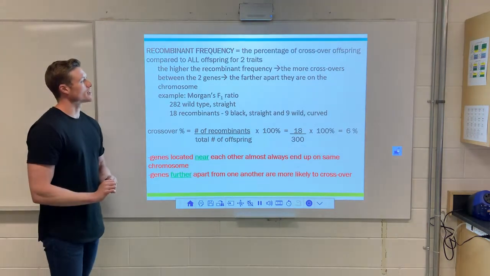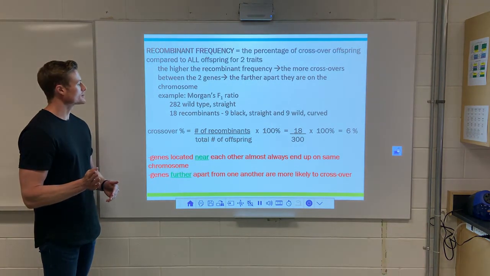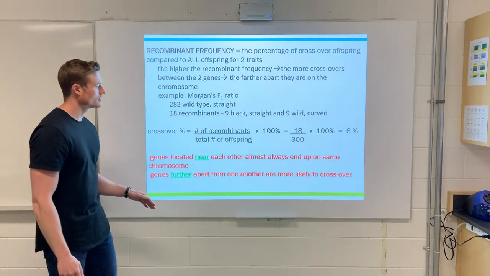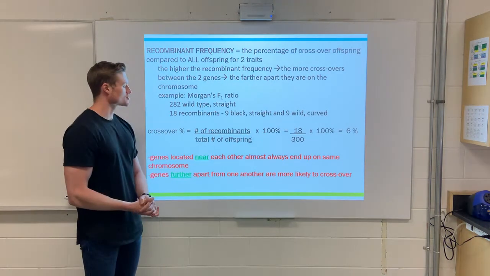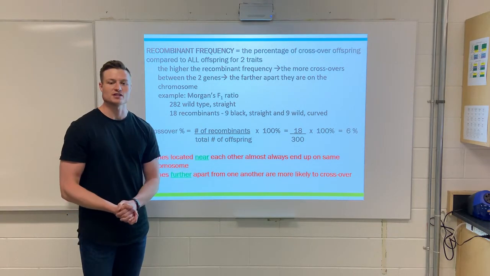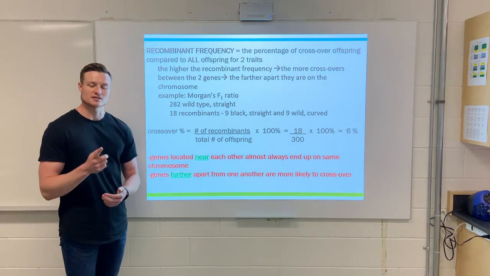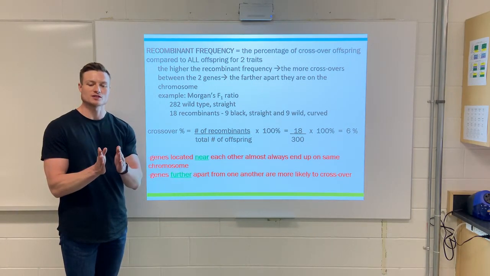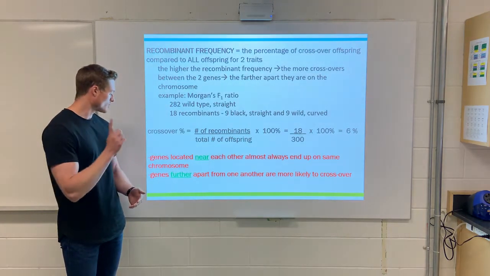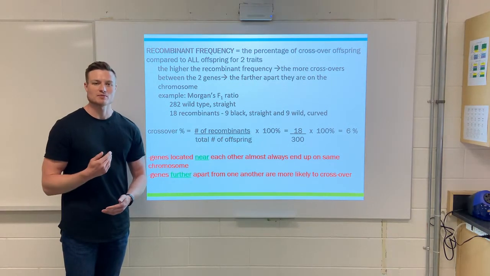Now, what we would do then is figure out the percentage of crossing over, or the recombinant frequency. We would simply take the number of recombinants divided by the total number of offspring, multiplied by 100 to get a percentage. So for example, if 18 out of the 300 were recombinants, that's a 6% crossing over frequency, or a 6% recombinant frequency. We can then determine, since it's 6%, those genes are very close together. So the chances of them actually splitting apart or unlinking are quite low. We can also determine that the 6% can be mapped onto a chromosome map.